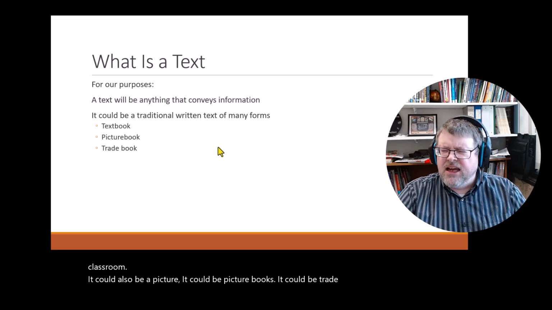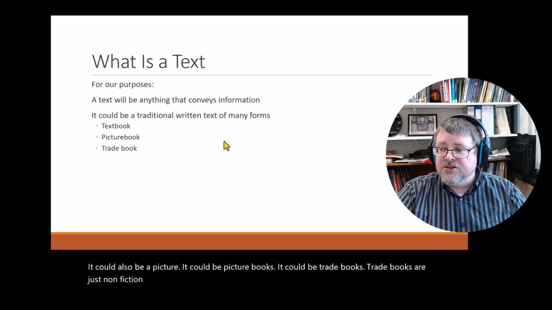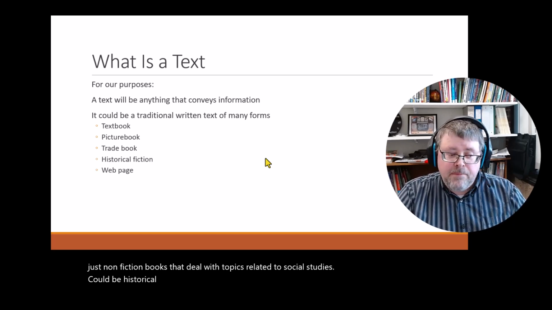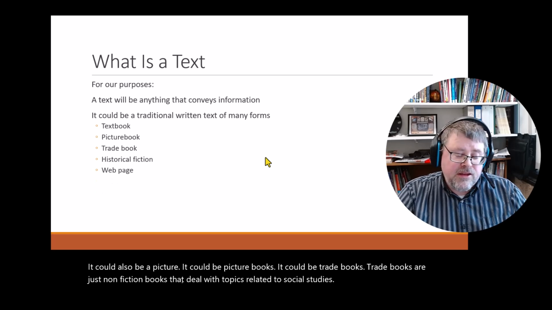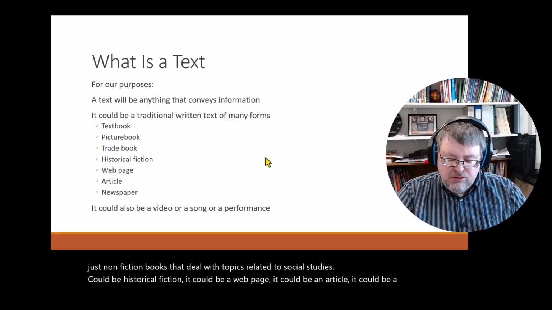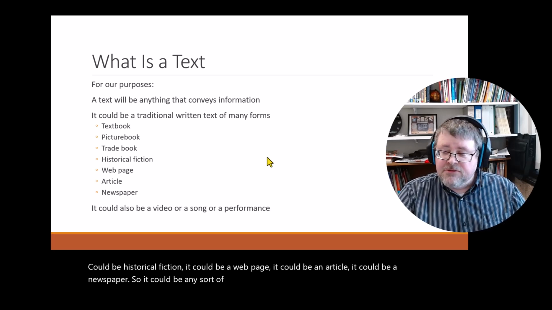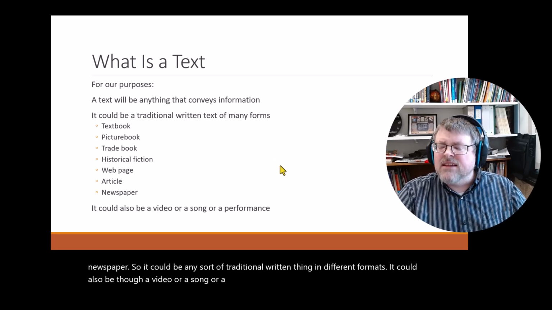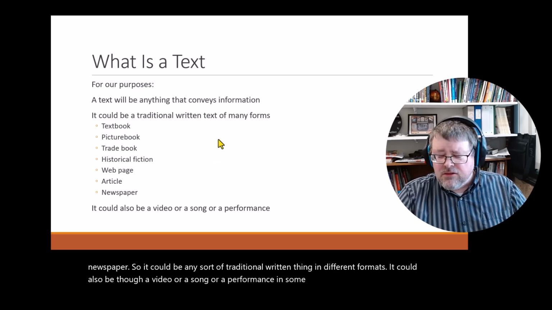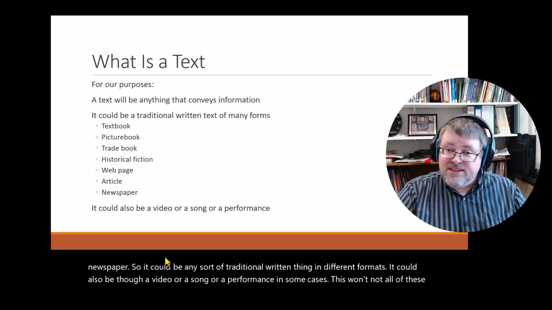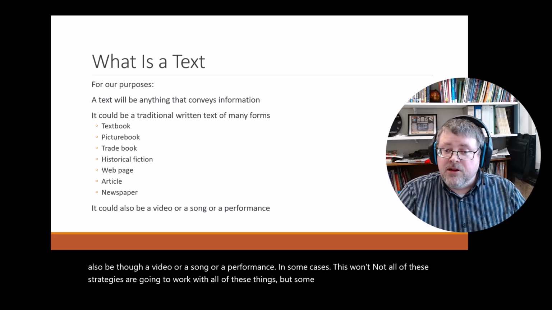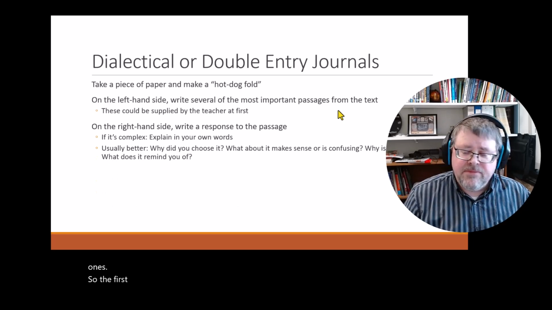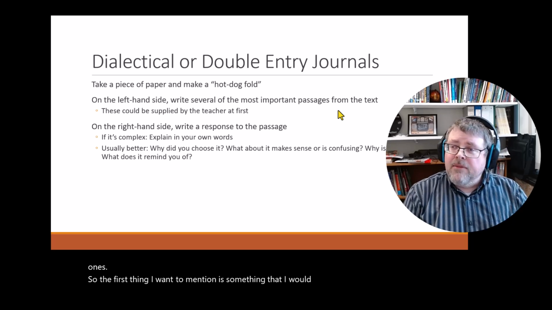It could also be picture books, it could be trade books. Trade books are just nonfiction books that deal with topics related to social studies. It could be historical fiction, it could be a web page, it could be an article, it could be a newspaper. So it could be any sort of traditional written thing in different formats. It could also be, though, a video or a song or a performance in some cases. Not all of these strategies are going to work with all of these things, but some of them will work with multiple ones.